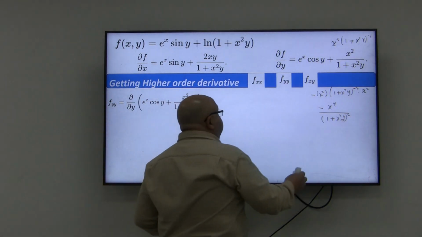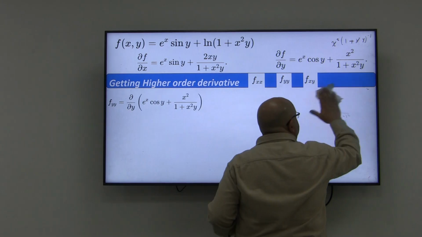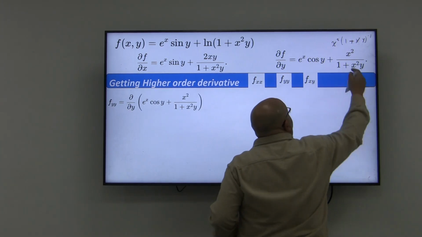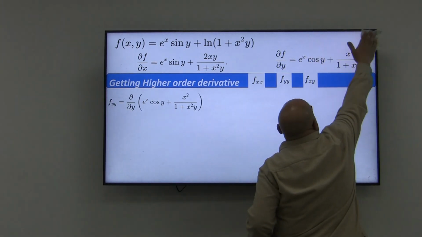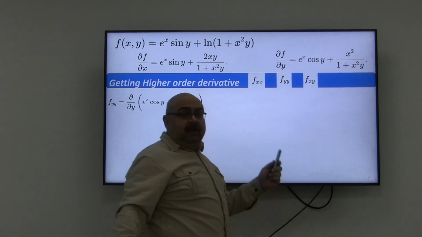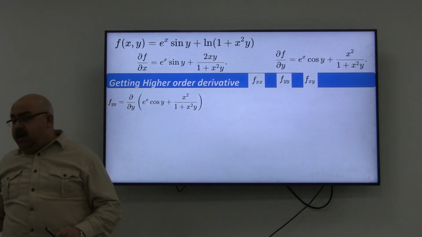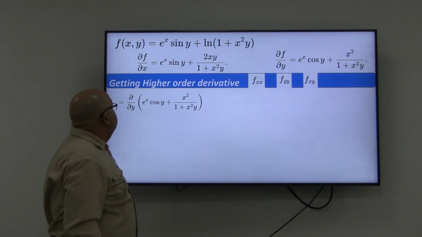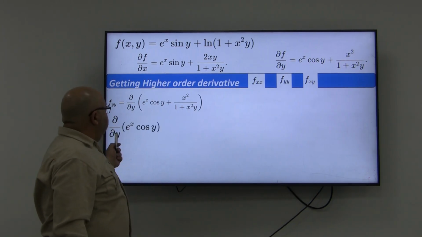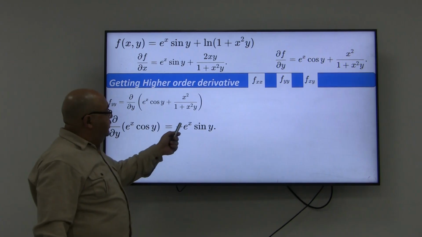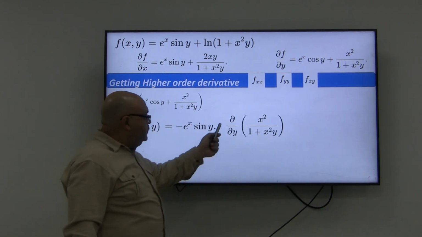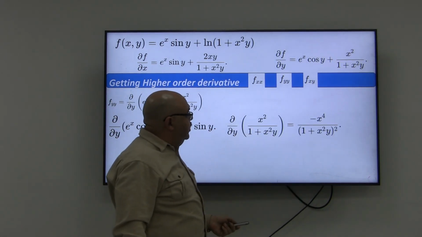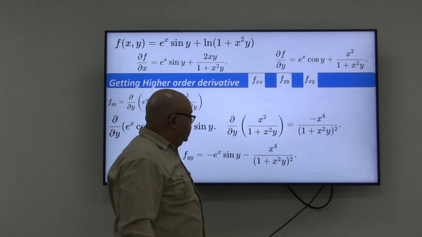Of course, in the direction of x, I couldn't do this because I have x in both the numerator and the denominator. But in the direction of y, I have y only in the denominator, as you can see. So once more, f of y is going to be negative x sine y. The derivative of x squared is going to be negative x to the power of 4, as I told you exactly.